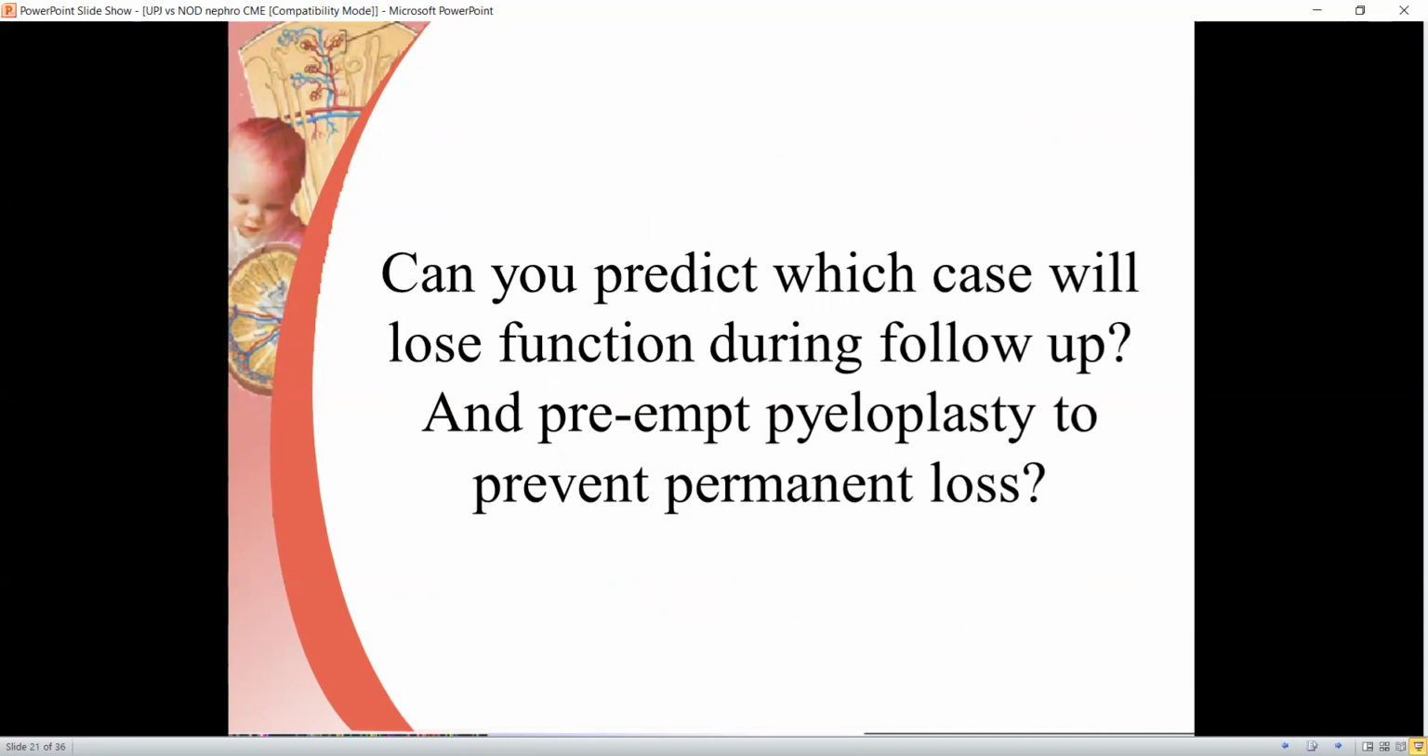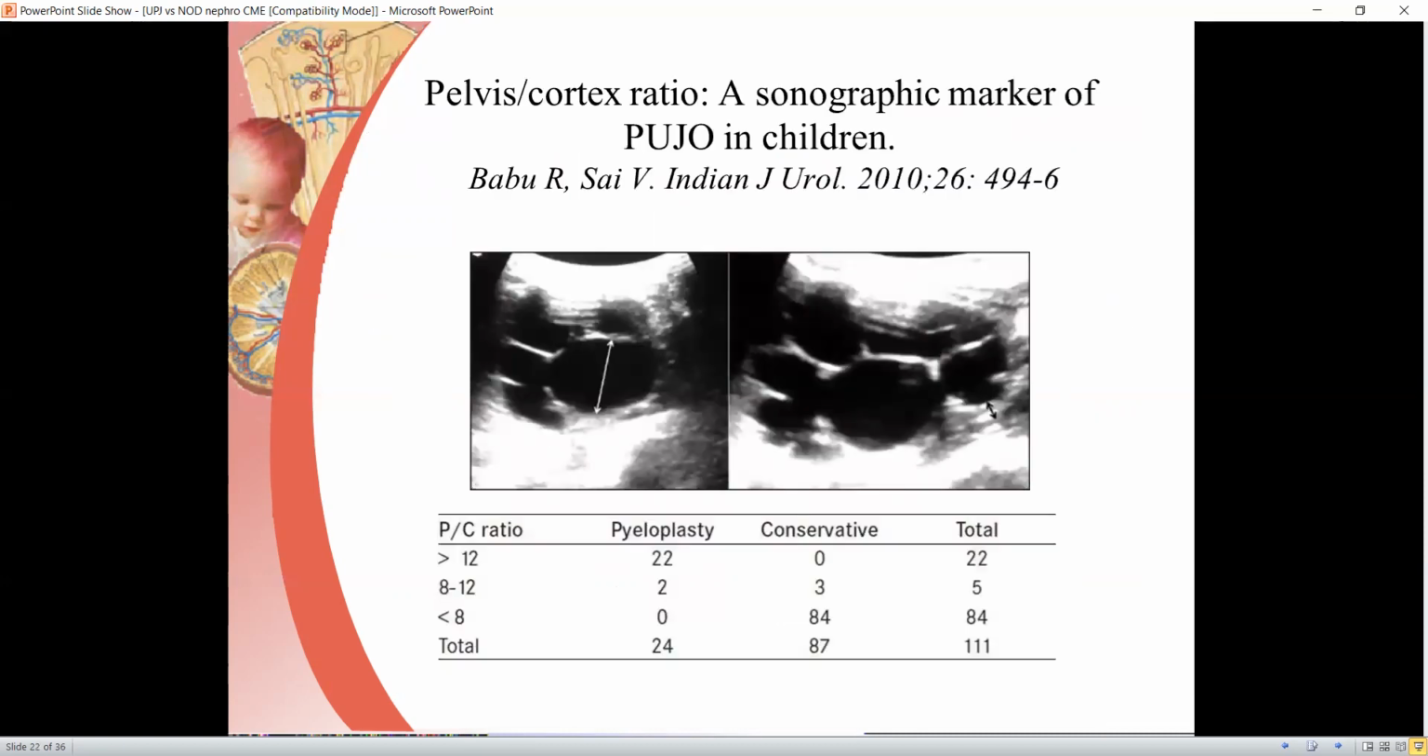And can you predict which case will lose function during the follow-up and preempt it with pyeloplasty to prevent a permanent loss? So this is the $1 million question all of us have been asking. One of the parameters we published in the year 2010 was pelvis cortex ratio as a sonographic marker of ureteropelvic junction obstruction in children. So we combined the pelvis size and the cortical thickness, and we felt that if the pelvis cortex ratio is more than 12, then all of them needed pyeloplasty. Whereas if it is less than 8, none of them needed pyeloplasty, and the 8 to 12 are the ones who need a close follow-up.